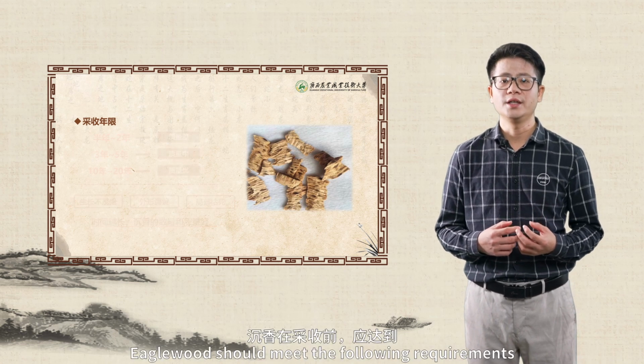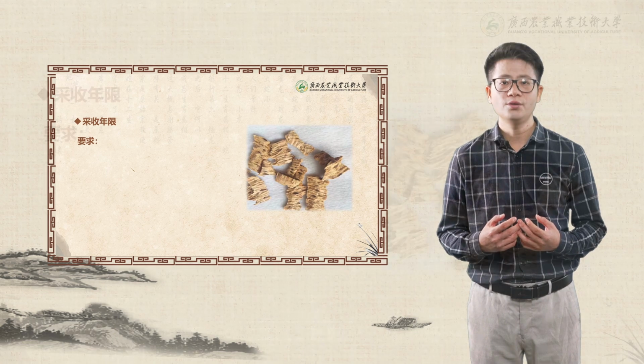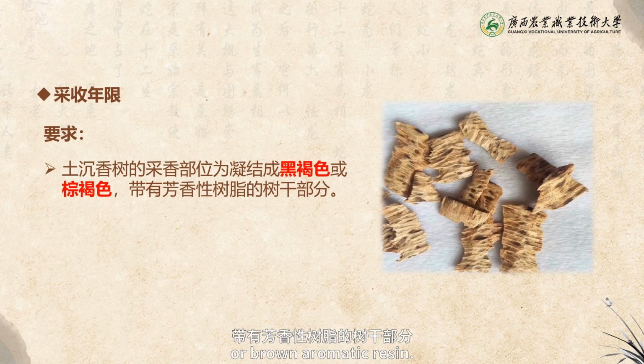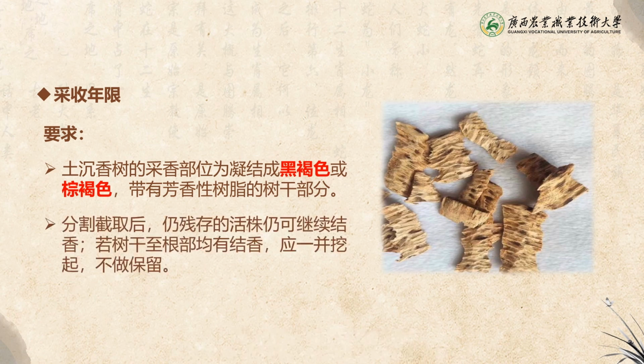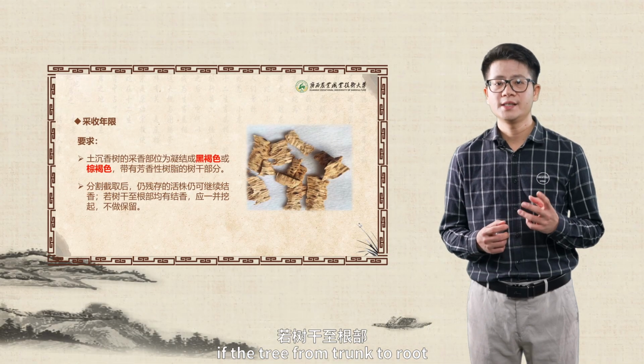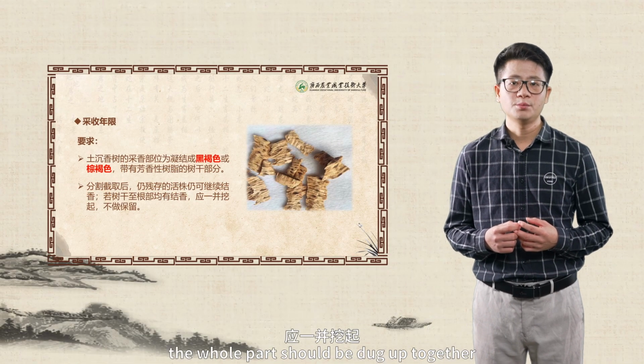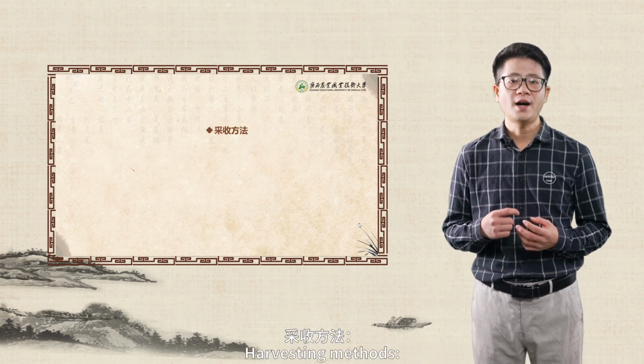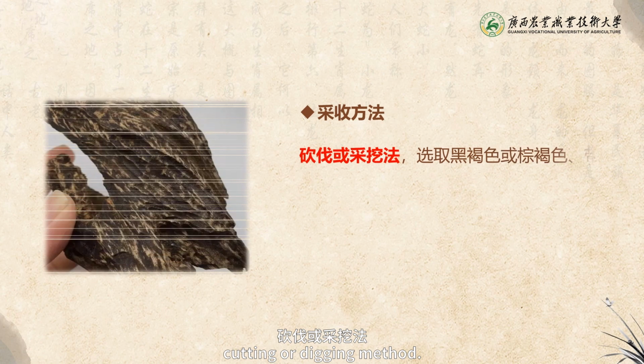Eaglewood should meet the following requirements before harvesting. The Eaglewood harvesting site of Aquilaria sinensis is the trunk with condensed black-brown or brown aromatic resin. After cutting, the remaining living plants can continue to produce Eaglewood. If the tree from trunk to root is producing Eaglewood, the whole part should be dug up together and not retained. Harvesting methods: cutting or digging method.